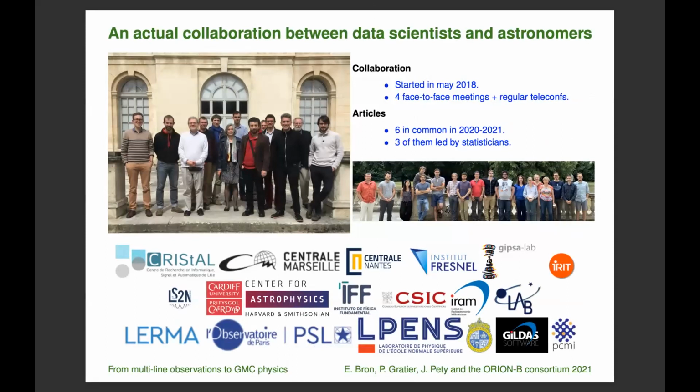So one important point in this consortium is the collaboration between data scientists and astronomers. We published many papers, and half of them are led by statisticians working with us to develop new methods to apply to this large data set, which are becoming more common with new instruments.